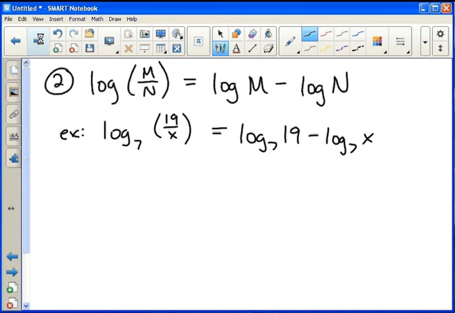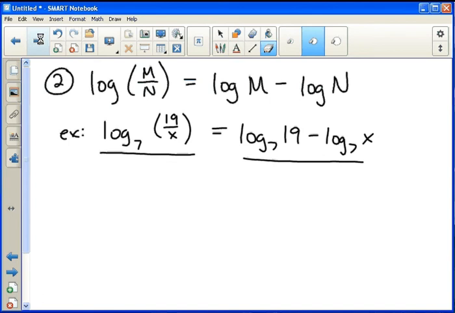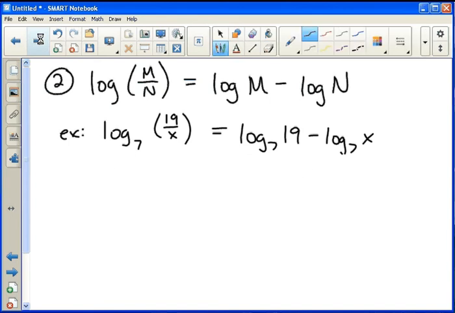One thing I did want to note is you're allowed to go either direction with this. They could give you this and ask you to find this, or they could give you the right side and then ask you to find the left side. So this goes either direction. They're equal, so you can use this either direction. You can start with division and move to subtraction, or start with subtraction and move to division. And we'll see some examples of that later on.